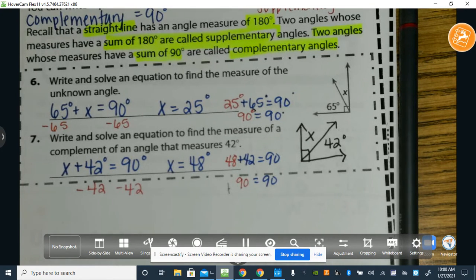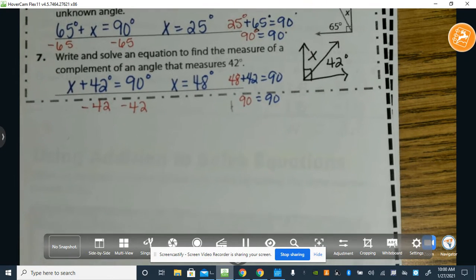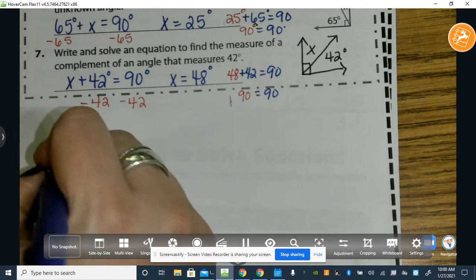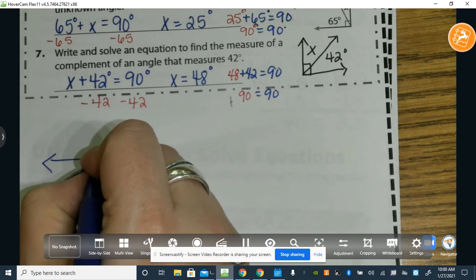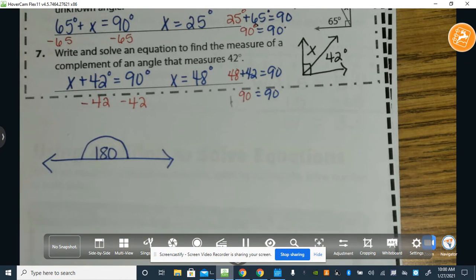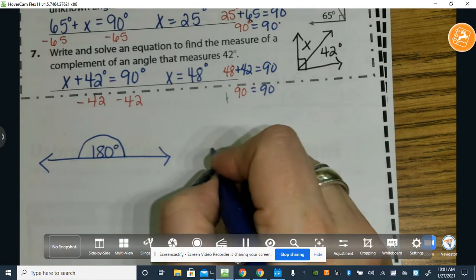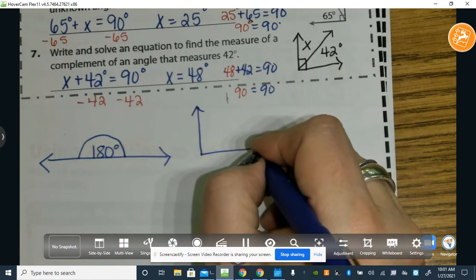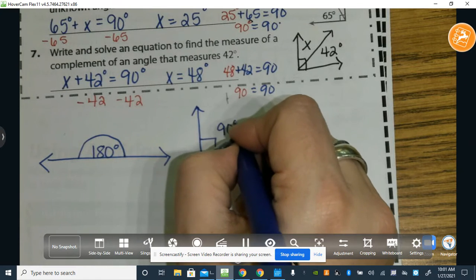All right. Two things I want you to remember. Now think back to 4th grade when you started doing angle measurements, that you have a straight line, and that's 180 degrees. So the measurement from here to here is 180 degrees. And when you have a right angle, it always has a box in it, and it's always 90 degrees.